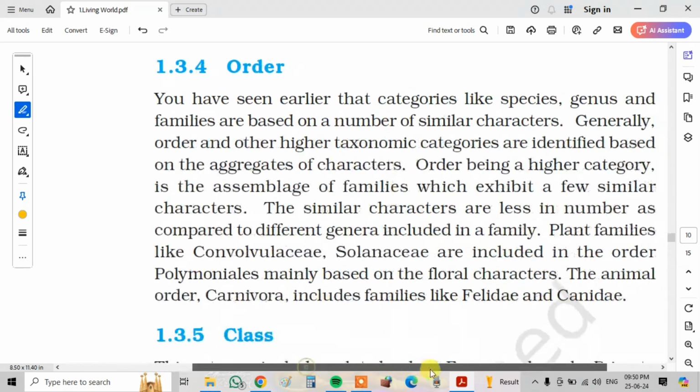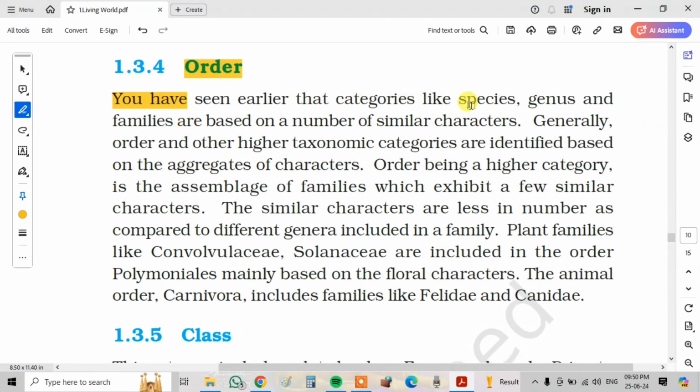Next, 1.3.4 order. You have seen earlier that categories like species, genus and family are based on the number of similar characters. Generally, order and other higher taxonomic categories are identified based on aggregates of characters. Order, being a higher category, is the assemblage of families which exhibit a few similar characters. The few similar characters are less in number as compared to the different genera included in a family. The plant families like Convolvulaceae and Solanaceae are included in the order Polemoniales, mainly based on floral characters. The animal order Carnivora includes families like Felidae and Canidae.